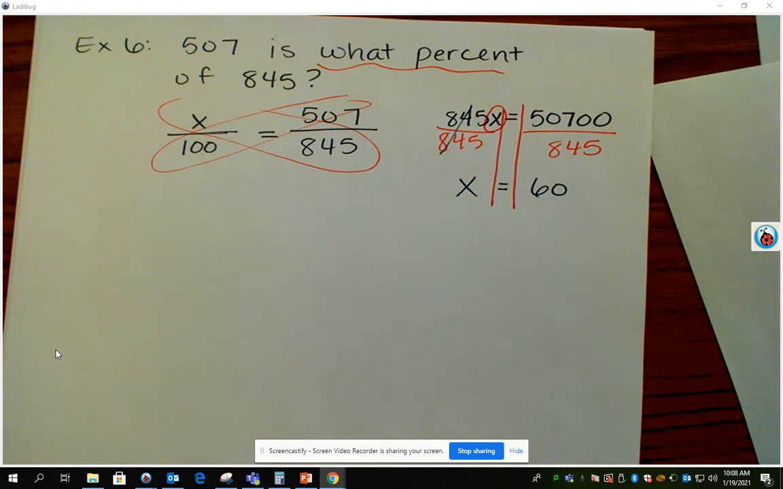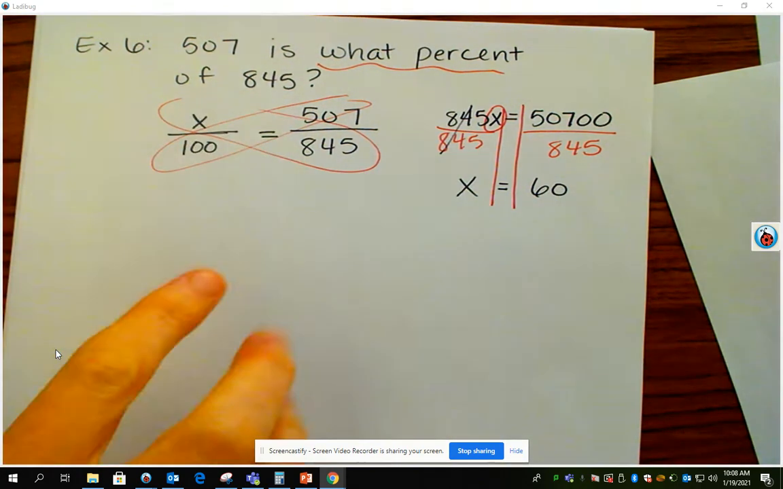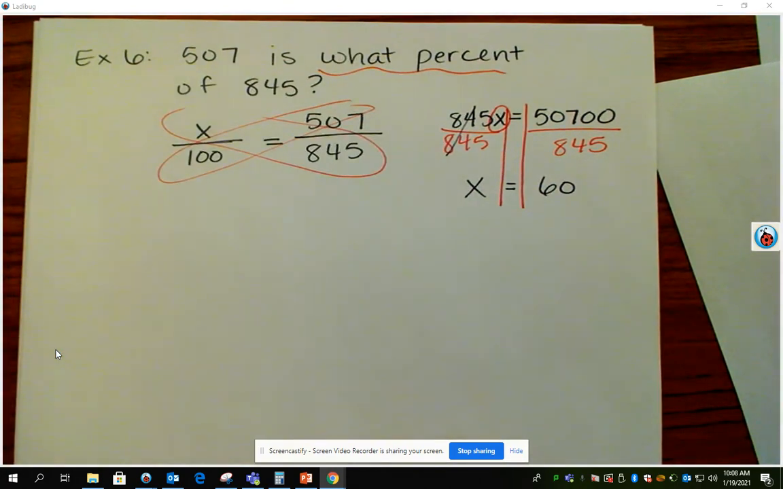All right, so the key today is just to read carefully when you're setting up your proportions. Look back at these examples to help you as you're getting used to it, okay?